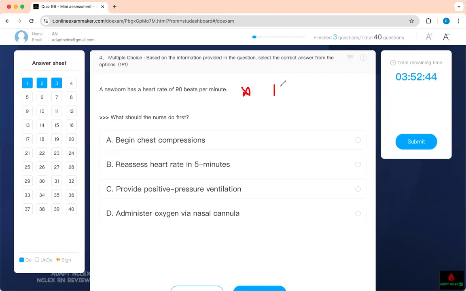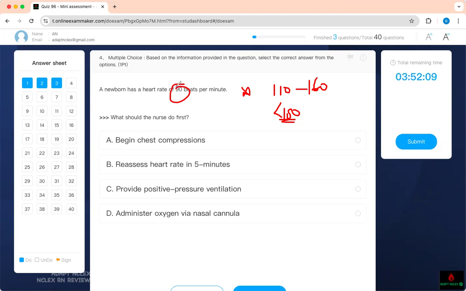A newborn heart rate is normally 110 to 160. Anything less than 100 is not good. It's a bradycardia. Therefore, this kid with a heart rate of 90 has bradycardia. That means the lung is the main problem. Kids go into respiratory failure rather than cardiac failure. So if you see a heart rate of 90, this is the result of respiratory failure. Therefore, you should provide respiratory support.